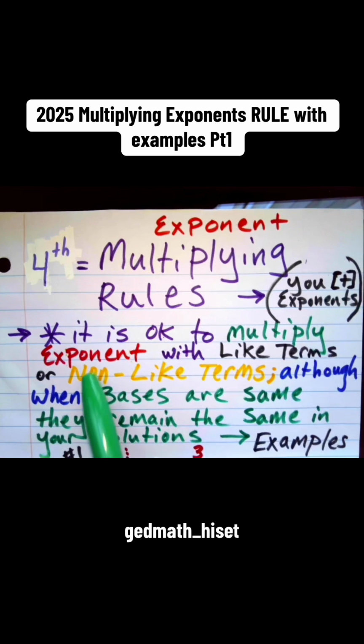It's okay to multiply exponents with like terms or non-like terms. So whether they're the same letter, the same variable, the same number, or different numbers, different variables, you can still multiply. You're going to add the like term. So remember, in adding and subtracting, you had to have the like terms. But when you multiply or divide, you do not have to have like terms. They can be non-like terms.